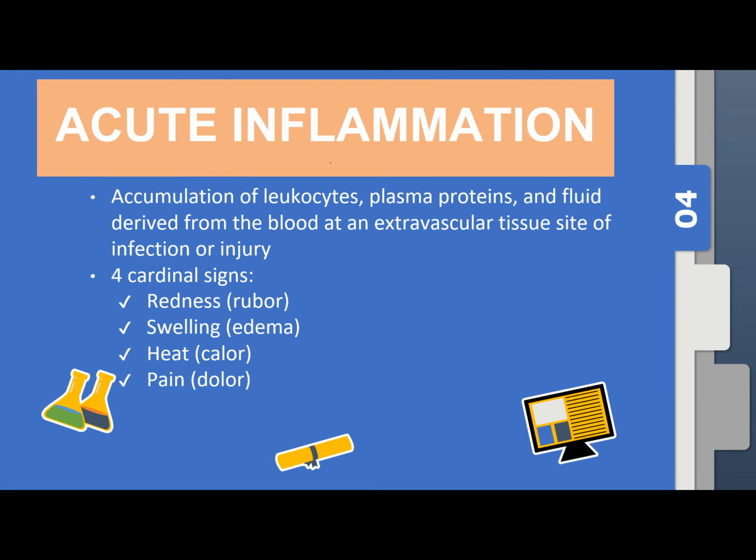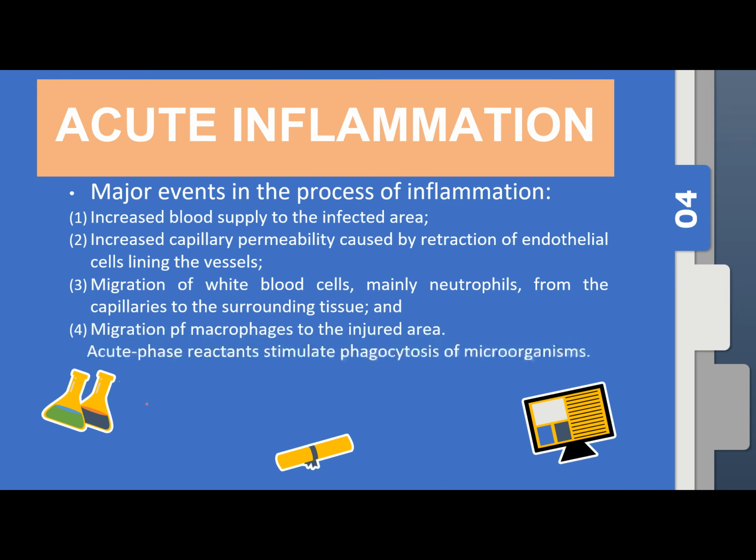Let's go to your acute inflammation class. So accumulation of leukocytes, plasma proteins, and fluid derived from the blood at an extravascular tissue site of infection or injury. So there are four cardinal signs, redness, swelling, heat, and pain. So rubor, edema, calor, and dolor, and yung loss of function, yung functio laesa. Major events in the process of inflammation would include increased blood supply to the infected area. This is typically caused class by vasodilation.